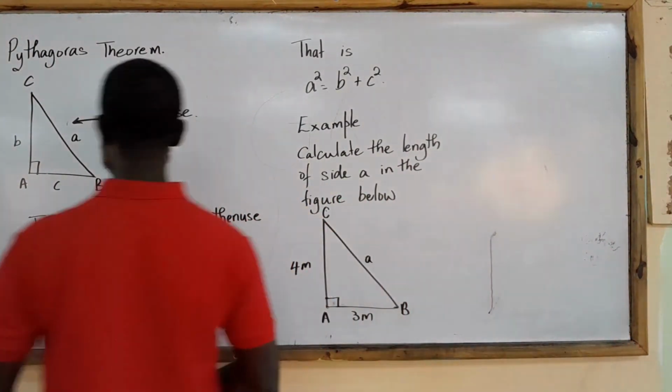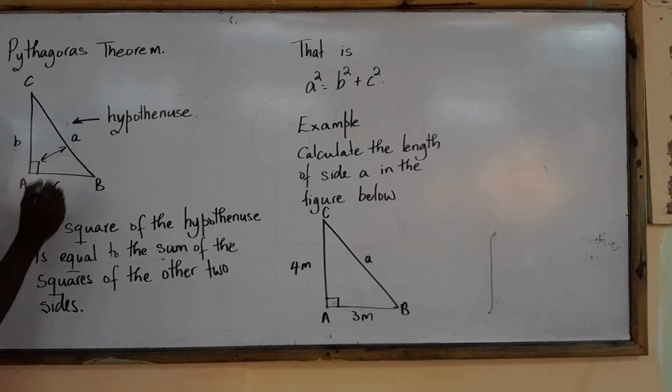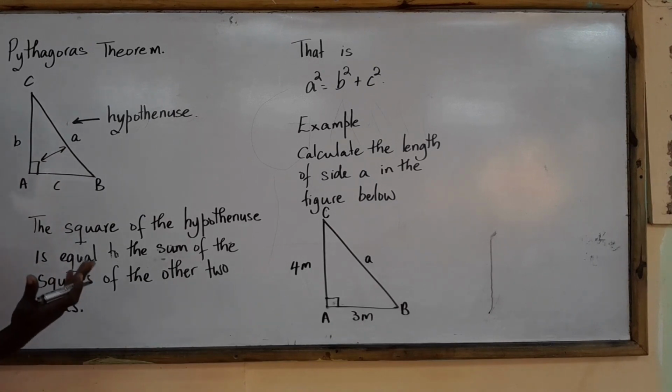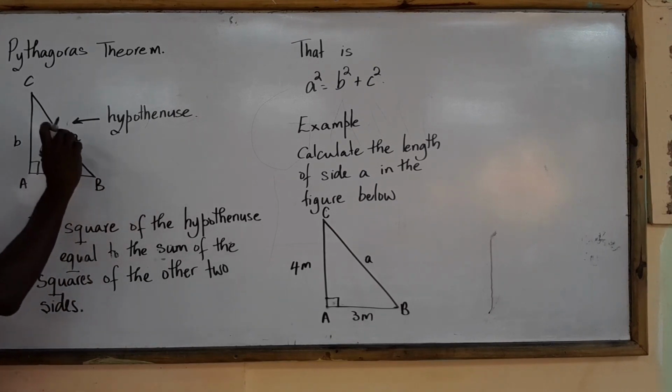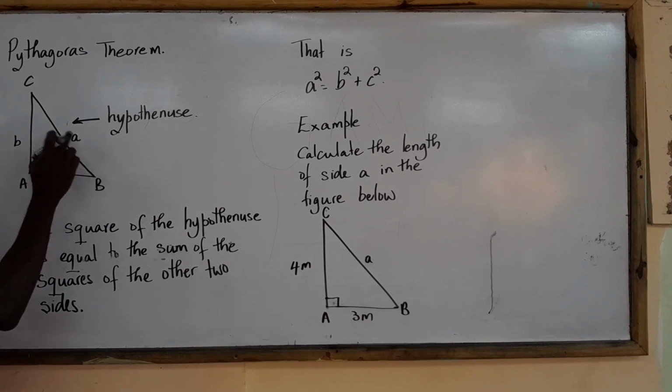When we talk about the hypotenuse, it is the longest side of the triangle, and it is also the side that faces the right angle. So what Pythagoras is saying is that if we square this side, and square this side, then the sum of the squares of these two sides is equal to the square of this side.